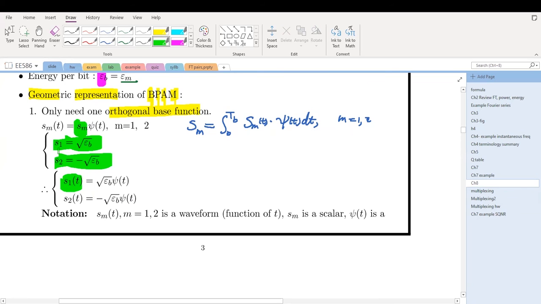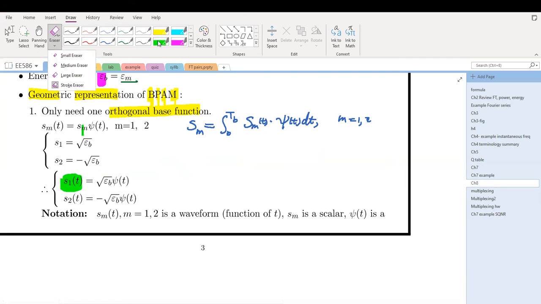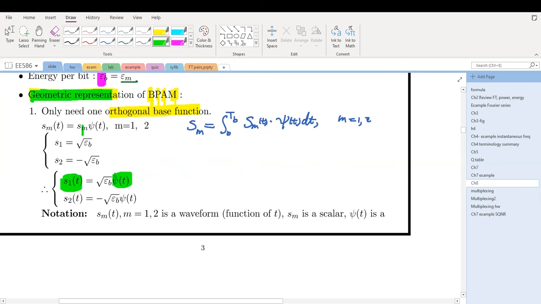First waveform equals S1. That's the coefficient for the first waveform, square root EB, multiplied by the orthogonal base function. Waveform S2 equals the coefficient S2, that's minus square root EB, multiplied by the same base function. So this is the geometric representation. We need an orthogonal base function, that's a time domain function, with unit energy and with coefficient.